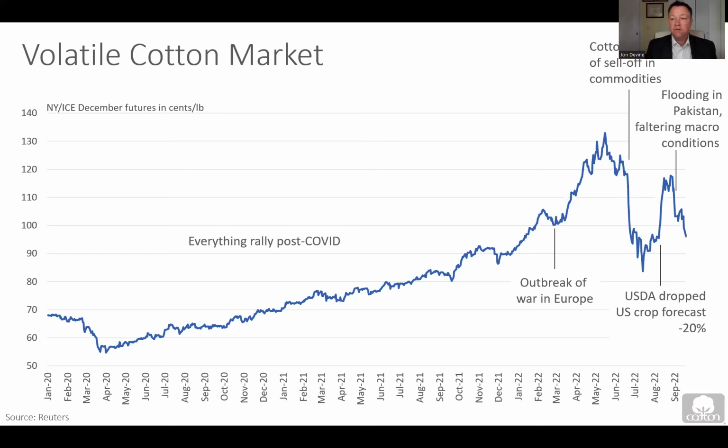Price levels still near $1, but of course not as high as probably anyone would be hoping, and maybe not as high as anyone would expect given the tightness in the U.S. balance sheet. So we'll walk you through all that, but certainly a very, very busy global cotton market right now.